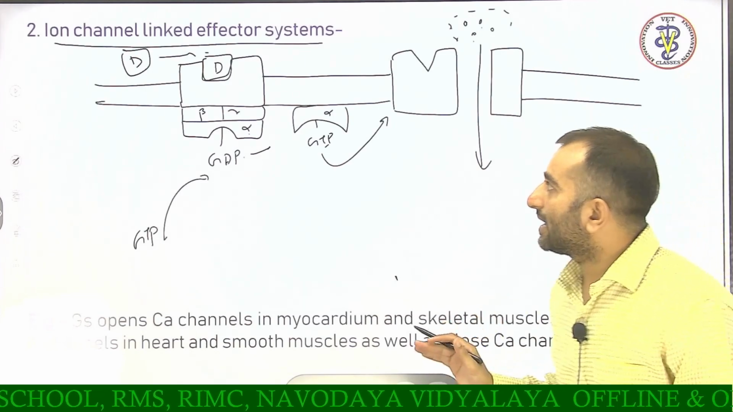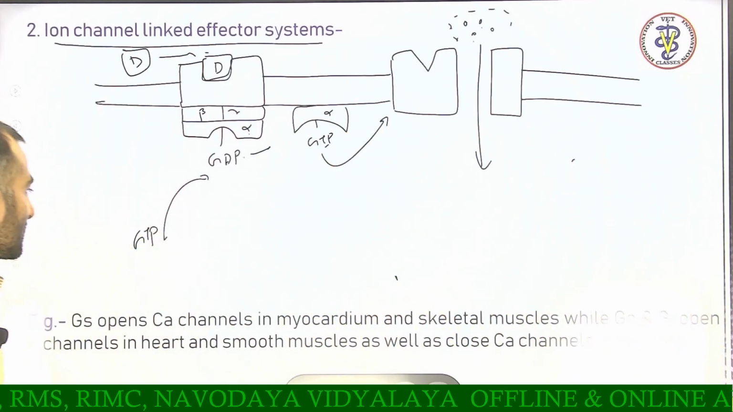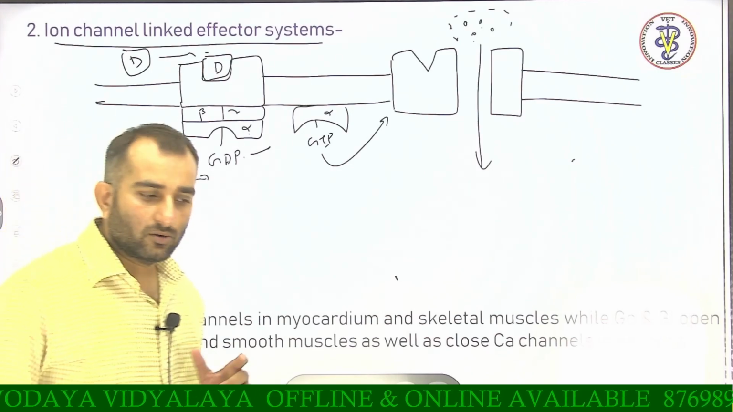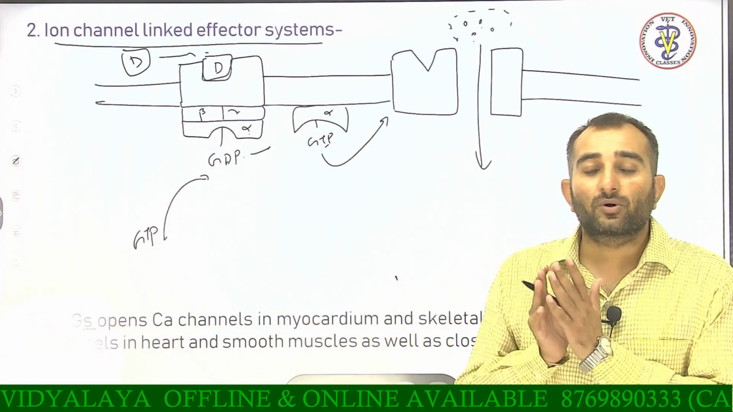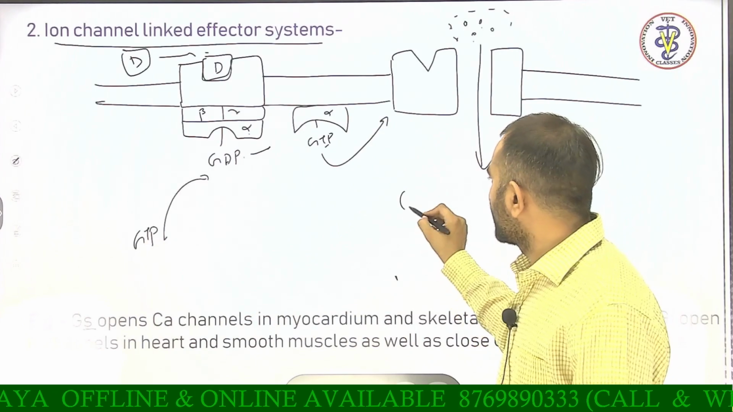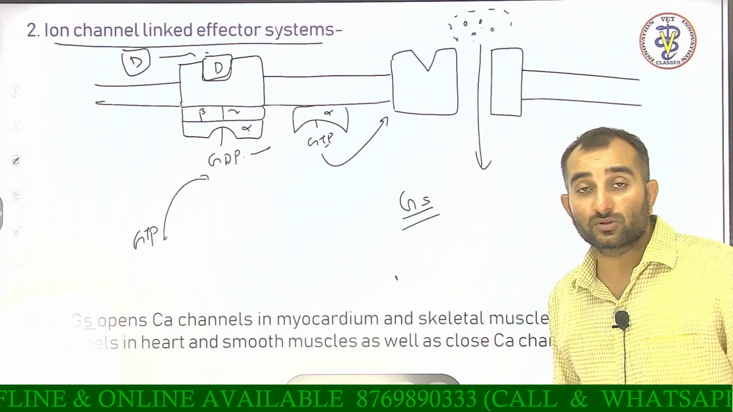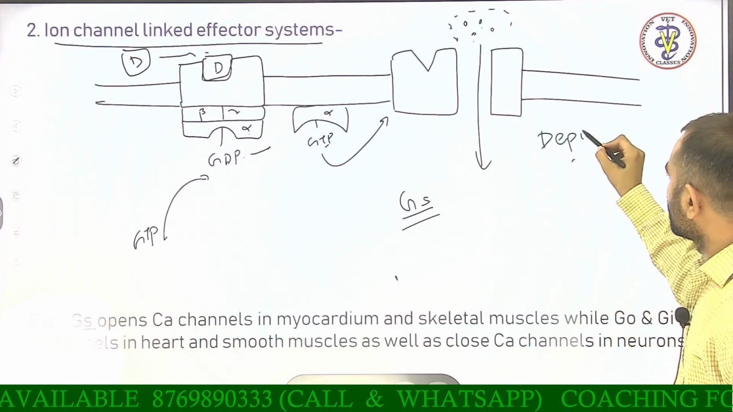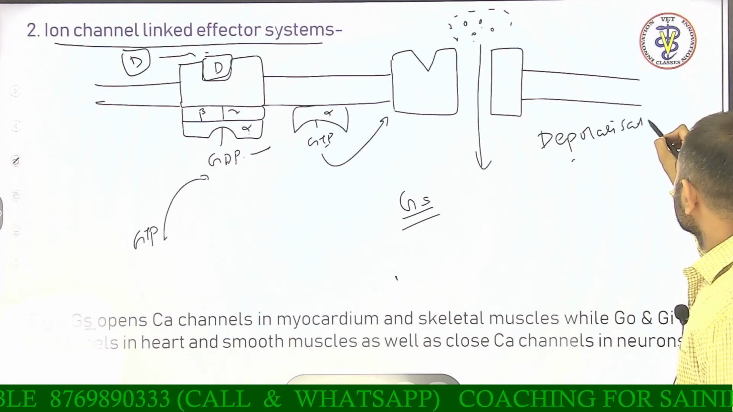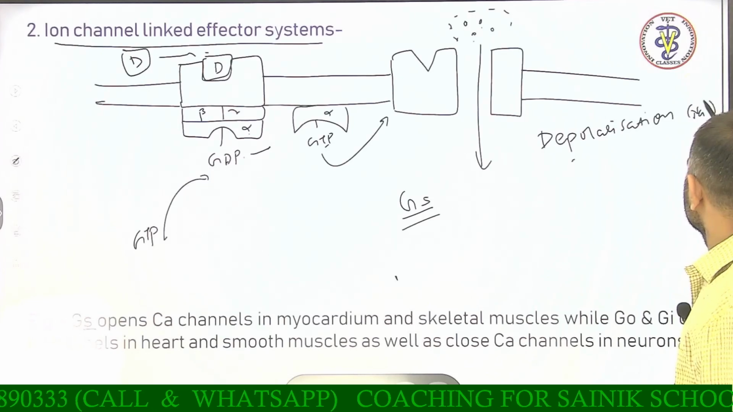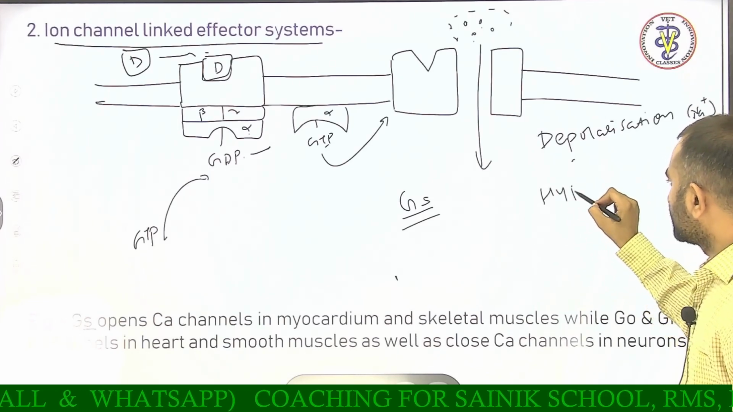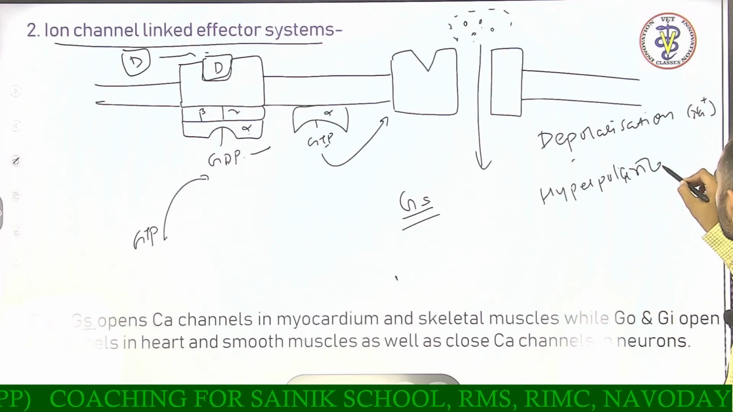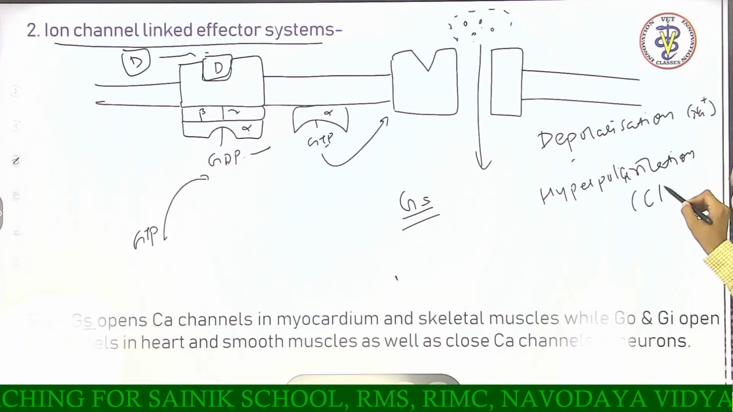So this is the simple ion linked effector system, in which it depends on the different types of proteins, what type of protein is activating. If G stimulatory protein is activating, that will be responsible for the depolarization. Ion channels can produce two types of effect, as we know: depolarization, like if sodium channels are involved, and hyperpolarization if there is involvement of chloride channels.